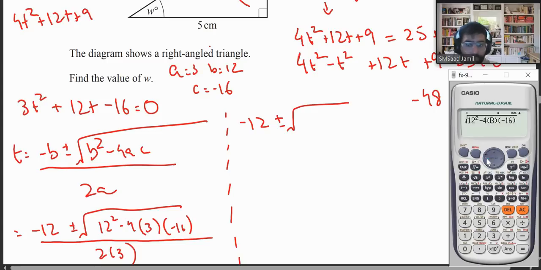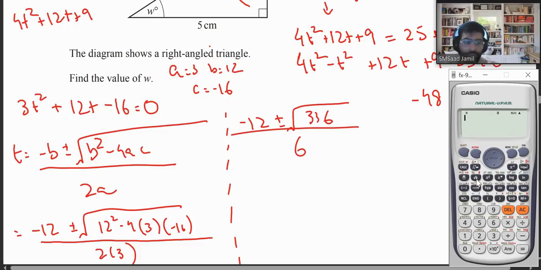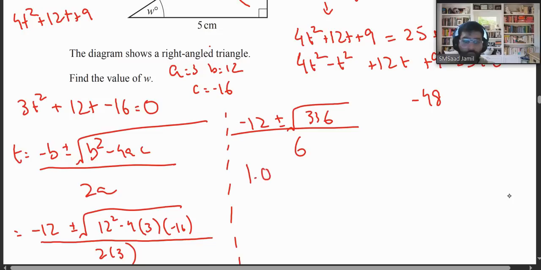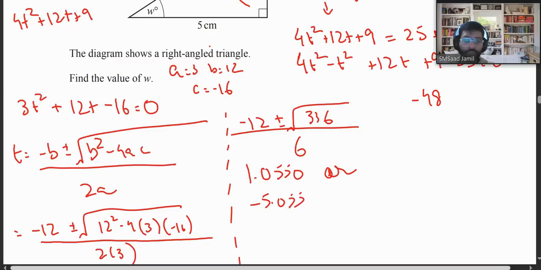Don't put under root, my bad, because we need the answer with under root. 336. 336 upon 2 threes are 6. Okay. So one value we will get minus 12 plus the root of 336 upon 6. So one value is 1.055. Now we will put the minus sign, guys, or negative 5.055.